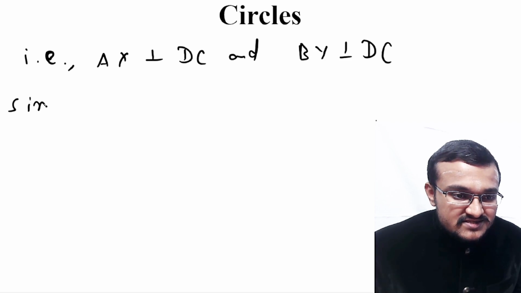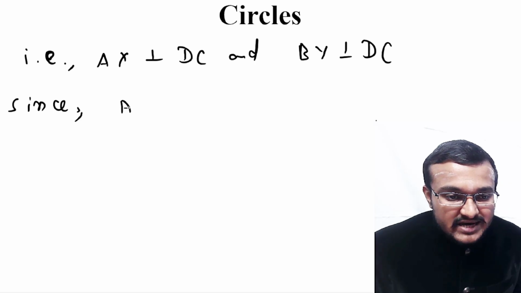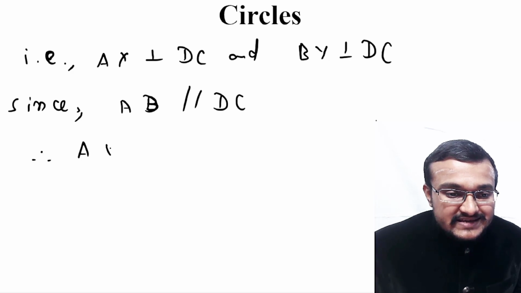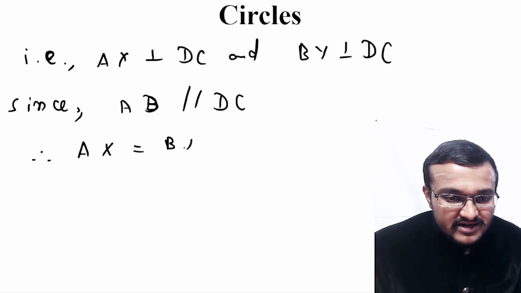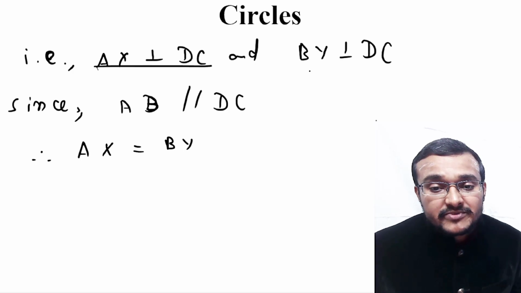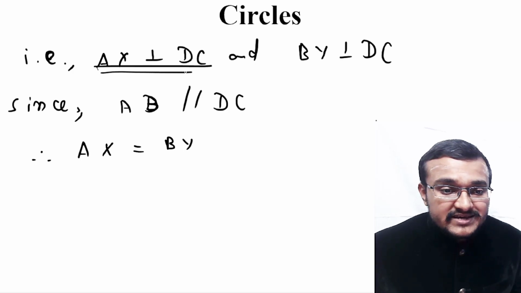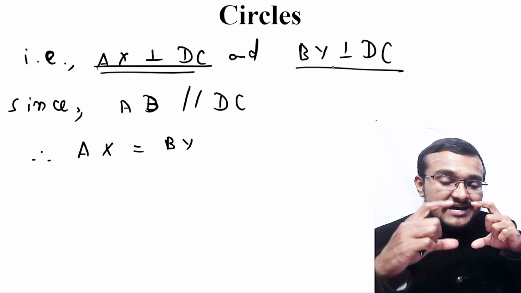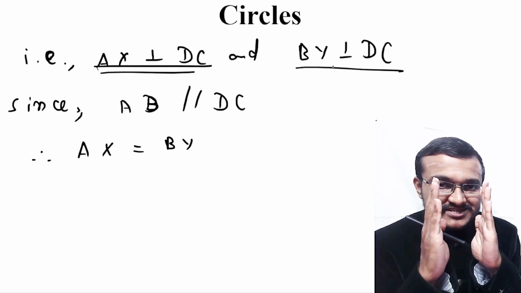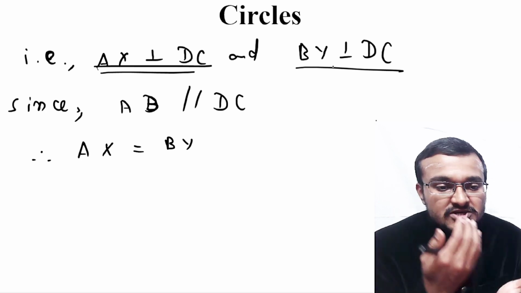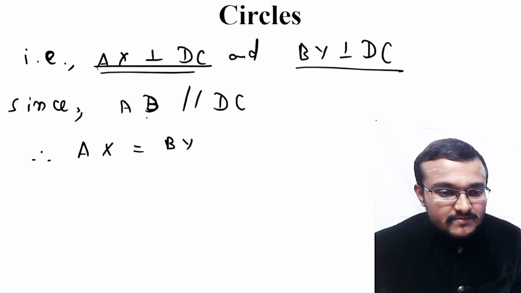Since AB is parallel to DC, therefore AX will be equal to BY, because we have drawn AX perpendicular to DC and BY perpendicular to DC. AB is parallel to DC, so we are taking the perpendicular distance between the parallel lines. All those perpendicular distances will be equal to each other. So that means AX will be equal to BY.